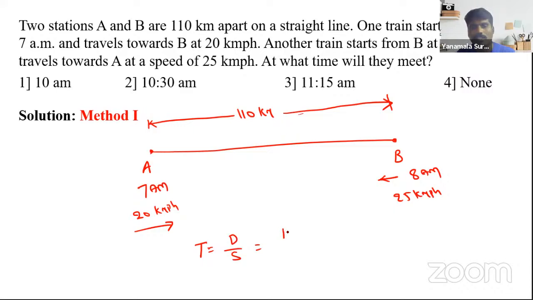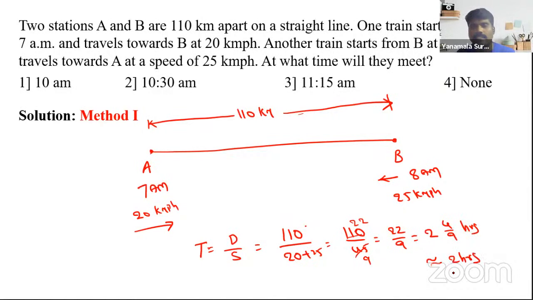Now, distance is how much? 110 kilometers. Divided by speed, which is how much? 20 plus 25. So 110 divided by 45, which is equal to 22 divided by 9 hours. Let us assume that it is approximately 2 hours.